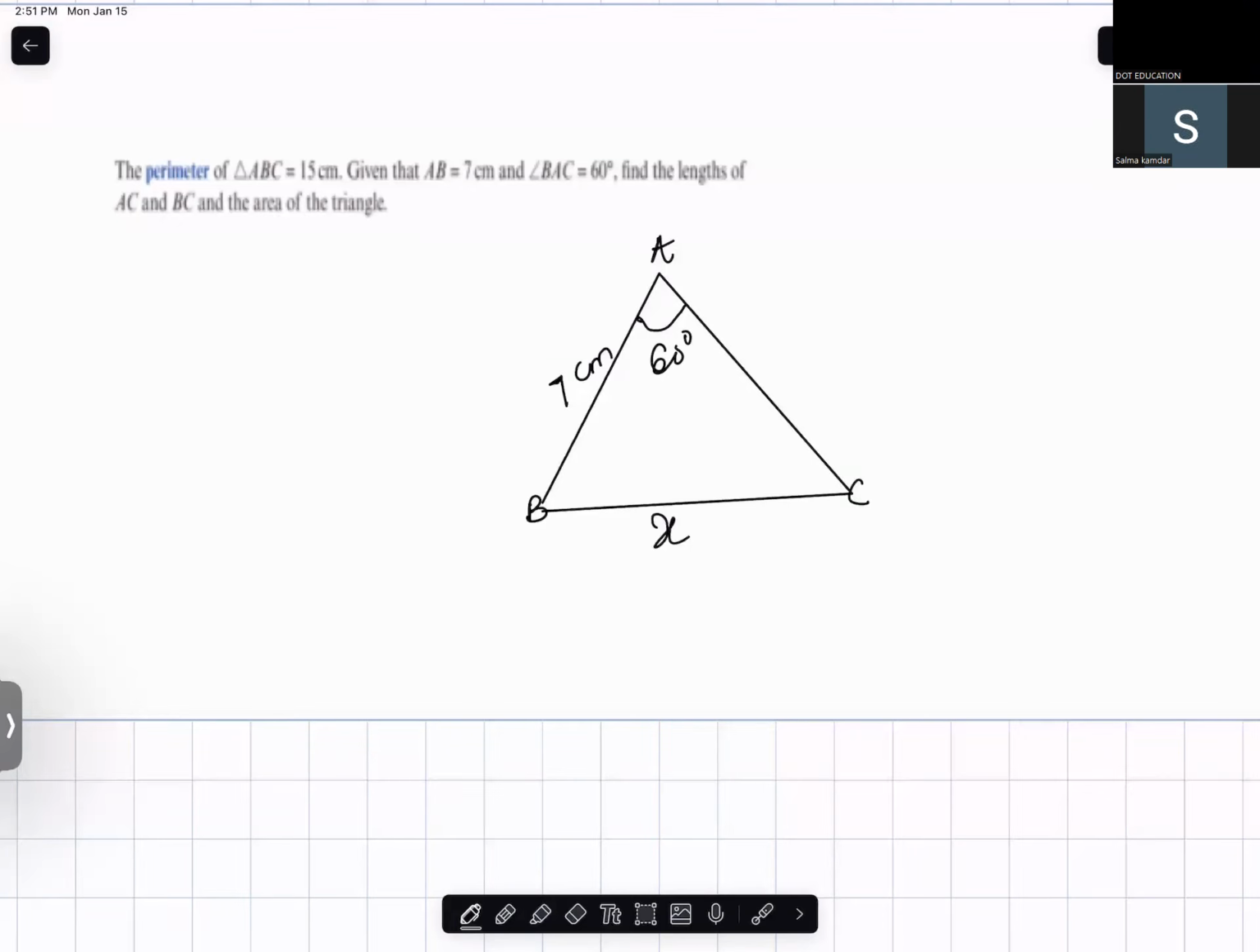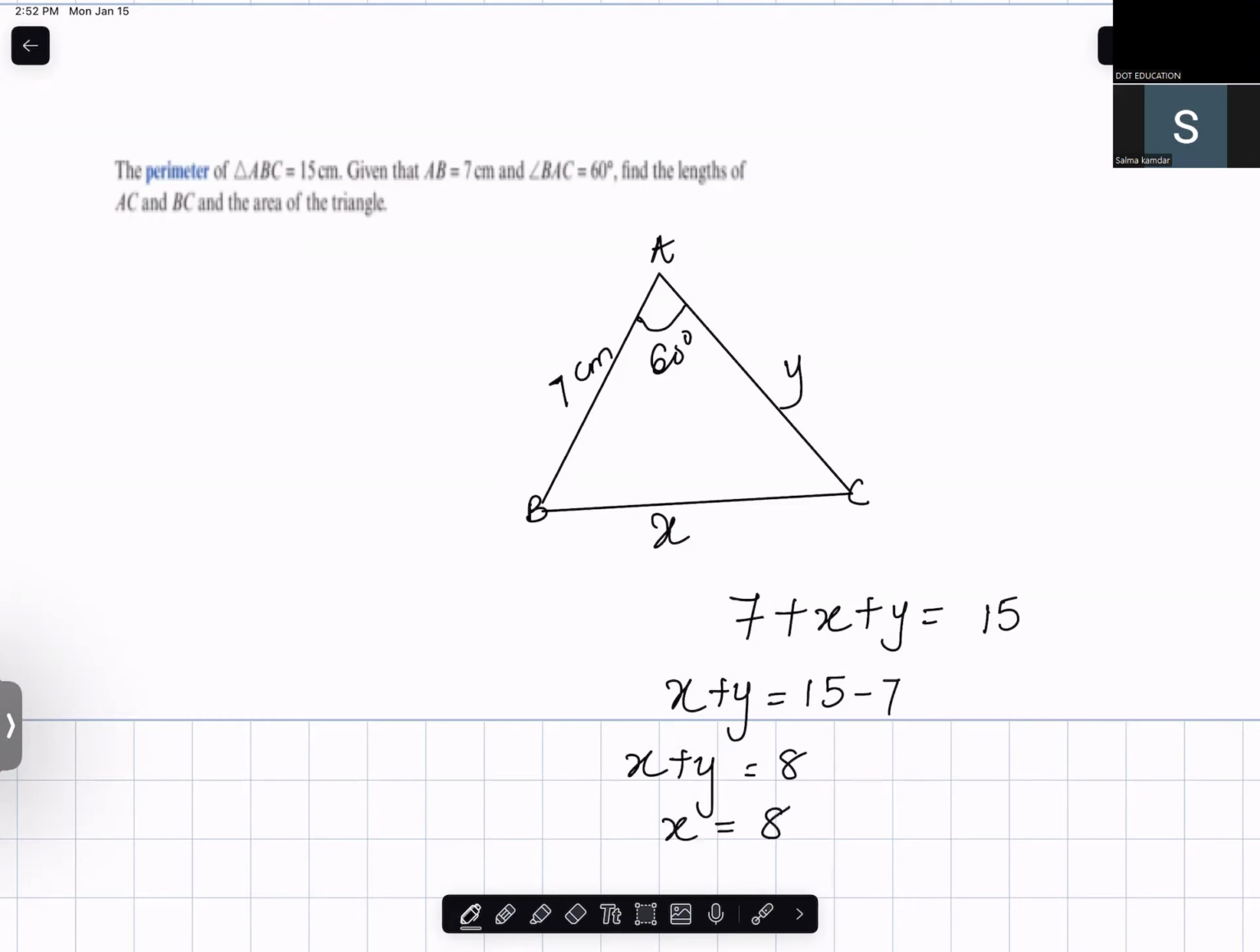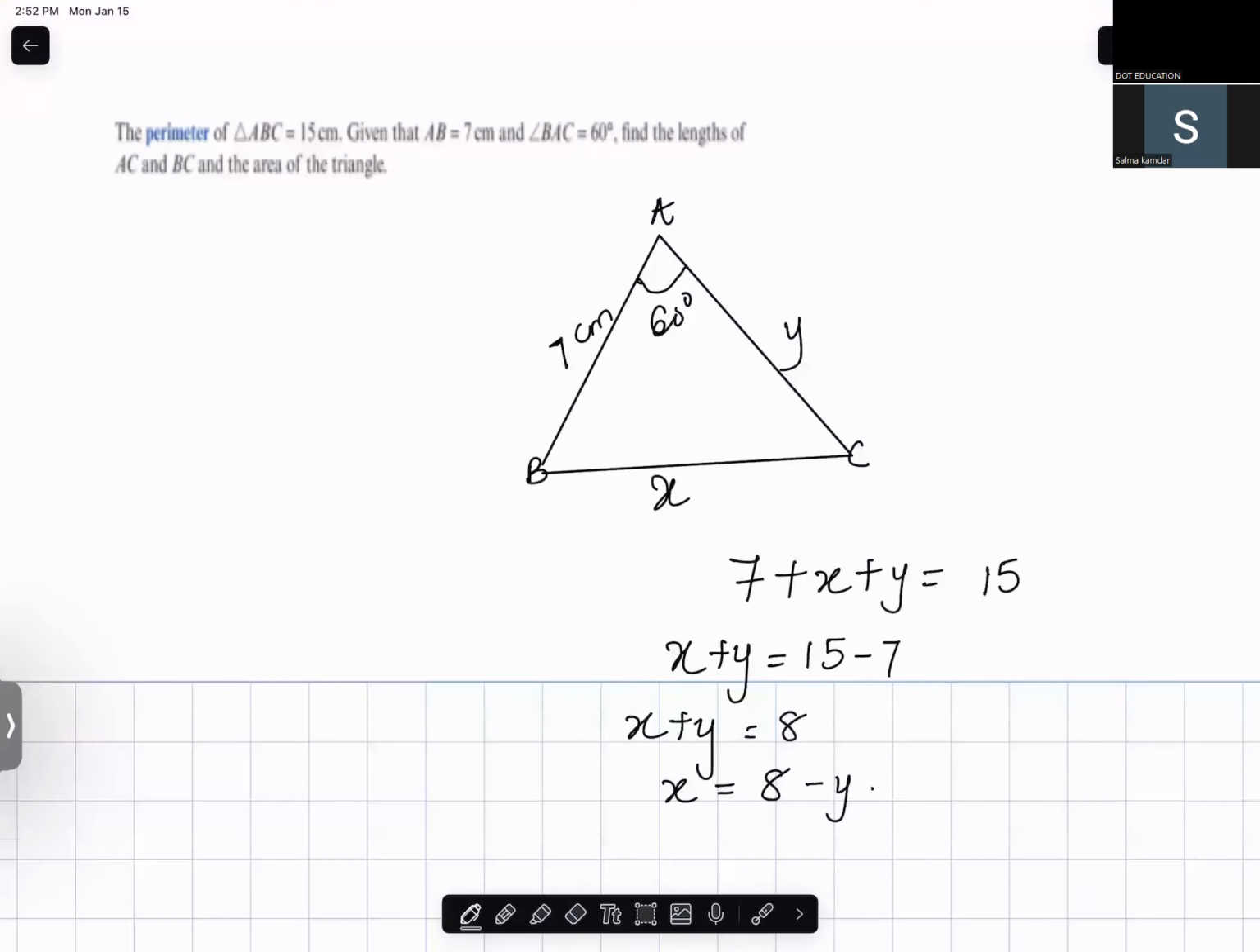So I'll make here X, I'll make here Y. So simply they are telling us 7 plus X plus Y is equal to 15 cm. So that means X plus Y is equal to 15 minus 7. My X plus Y gives 8. So making X the subject of the formula, I have X as 8 minus Y. In the place of X, you put 8 minus Y.